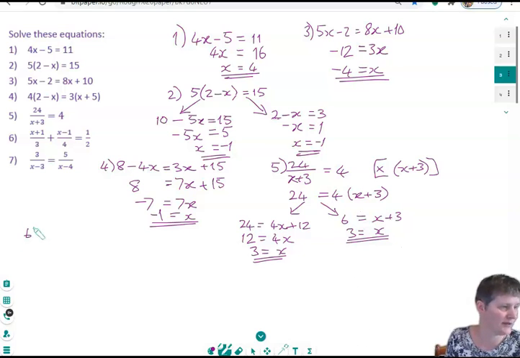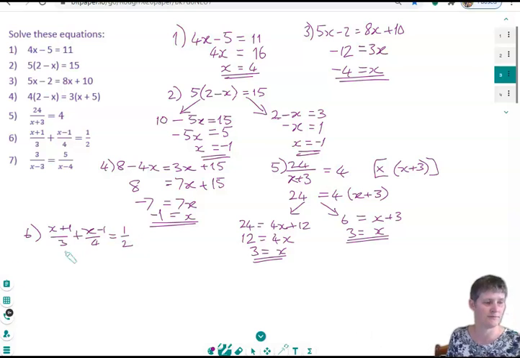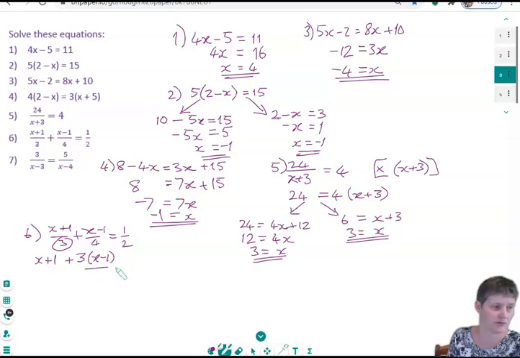Now number 6. Now we've got x plus 1 over 3 plus x minus 1 over 4 equals a half. Now let's start by multiplying everything by 3 to get rid of this 3 on the bottom. So x plus 1 divided by 3 times 3 just gives you x plus 1. And then we need to multiply this next fraction by 3, so we get 3 lots of x minus 1 all over 4. And then we multiply a half by 3, so we get 3 halves.